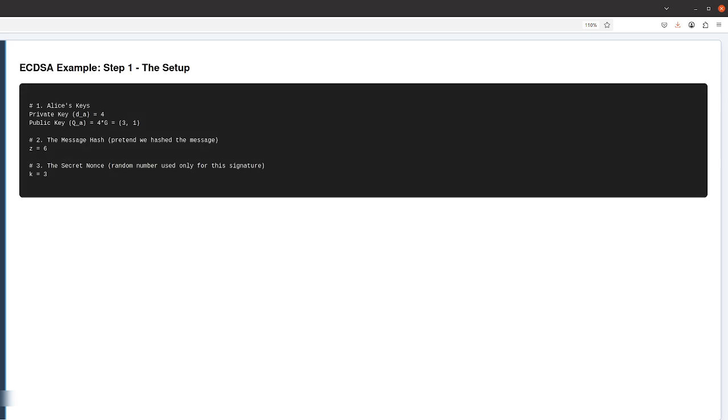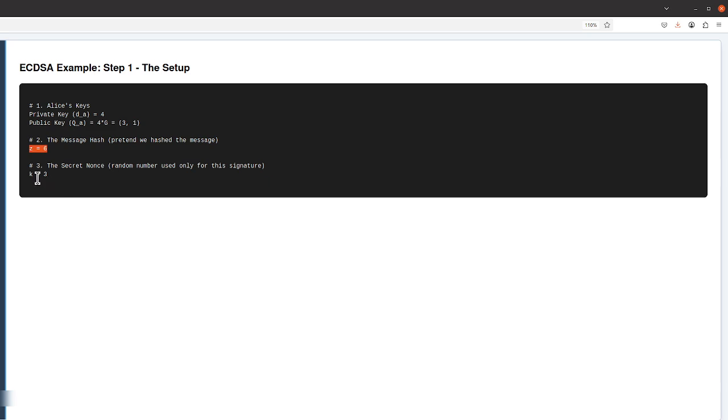ECDSA example. Step 1. The setup. Let's set the stage for our signature example. Alice wants to sign a message. For this, she will use her private key from our previous example, d_A equals 4, and her corresponding public key Q_A equals (3,1). The first step is to hash the message to produce a fixed size number. To keep our example simple, we will pretend the result of this hash is the number z equals 6.